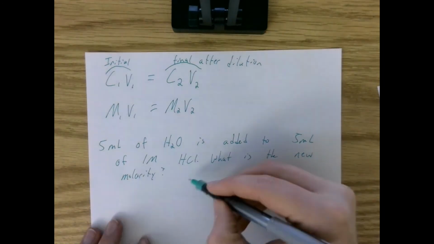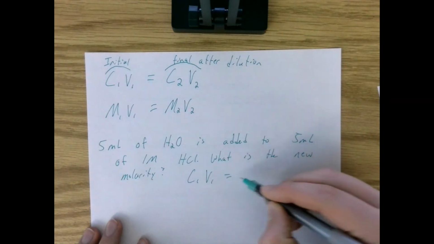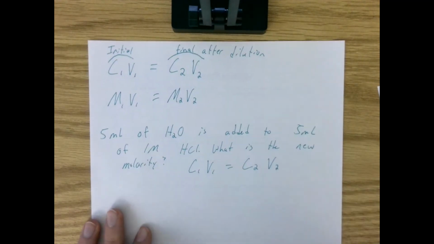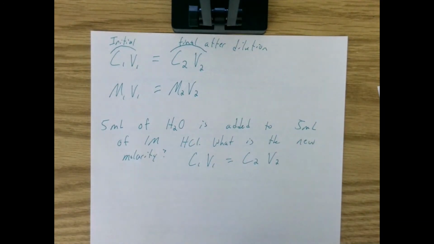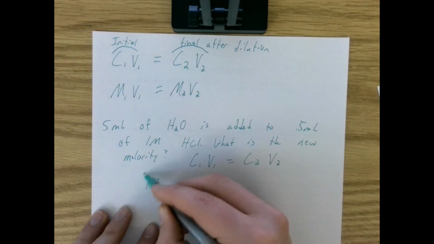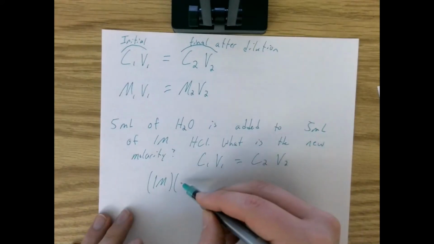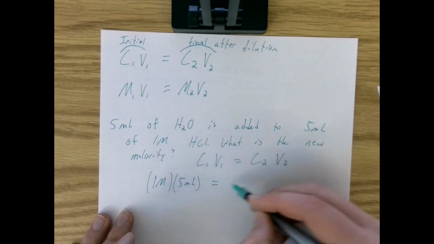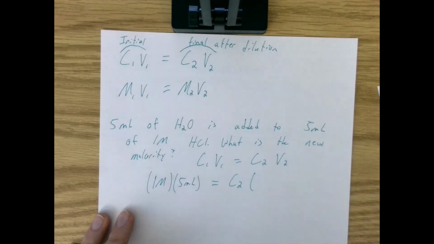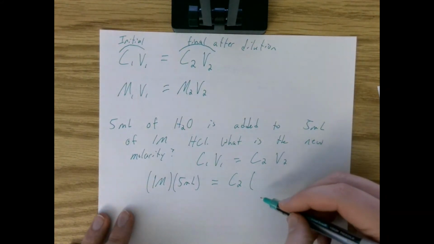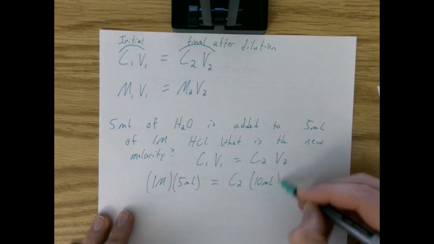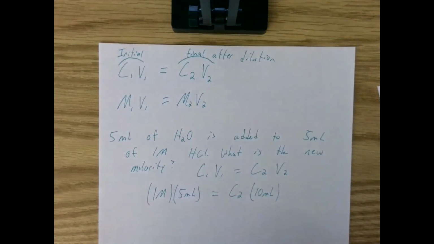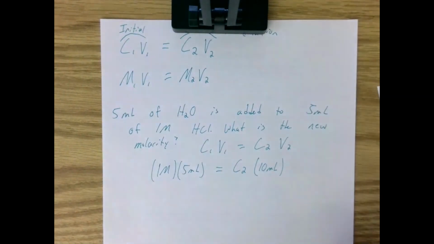So my formula, C1 V1 equals C2 V2, big M. If it were small n, it'd be the same thing. It wouldn't change anything really. So concentration 1 is 1 molar times volume 1, 5 milliliters. I don't know C2. V2 is going to be what volume? 10 milliliters. It's not 5. If you plugged in 5, you get the exact same answer. Nothing will happen.